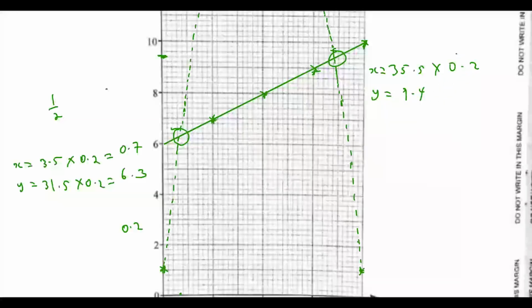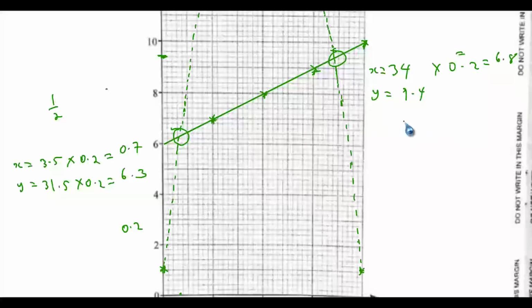You can take your calculator and do 35.5 times 0.2. Sorry, I think I miscounted this. This is 30, 31, 32, 33, 34. So this is on 34. Let's do 34 multiplied by 0.2. You can get your answer from here, or better still, you can just count: 6, 6.2, 6.4, 6.6, 6.8. So you can get it like that. That will be 6.8.